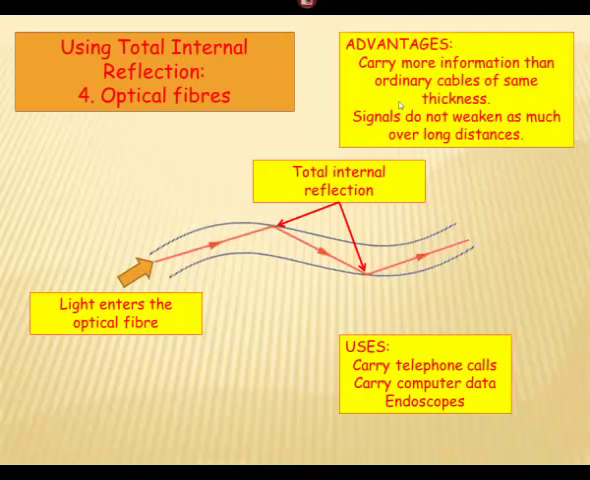The advantages of optical fibres: they can carry much more information than ordinary cables of the same thickness, and the great thing about them is the signal does not weaken much over long distance. You don't need constant repeater stations to boost the signal. The signal does not weaken as much over long distances, therefore they're much more efficient.